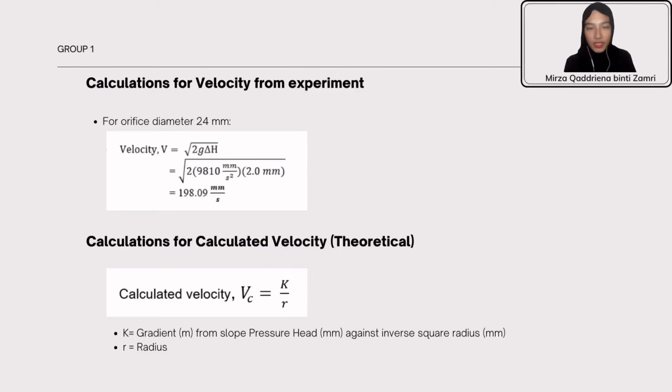In order to calculate the experimental velocity, it used the relationship of pitot head tube difference and gravity. This was because the theory said that using the appropriate pitot tube provided, the velocity at any point in the free vortex could be measured. For example, this slide shows how to calculate the experimental velocity of orifice diameter 24 millimeters.